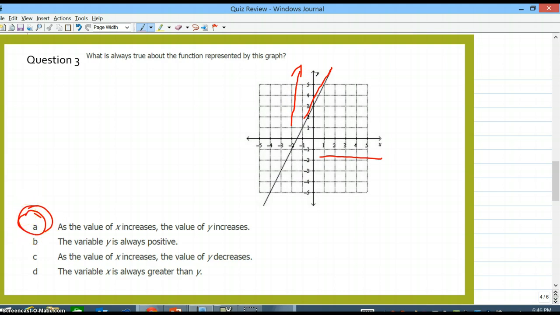But let's look at the other answer choices. The variable y is always positive. Now my line continues on this way, and the y values that are being used are negative, so that's not true. As the x value increases, the value of y decreases. Well, not necessarily, because our line is always going up. So as x increases, y increases, so that's not true. The variable x is always greater than y. Not really. So I'm going to eliminate that. Answer is A. Let's look at another question.